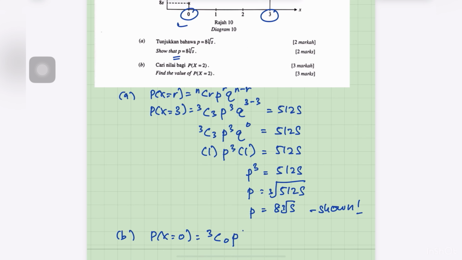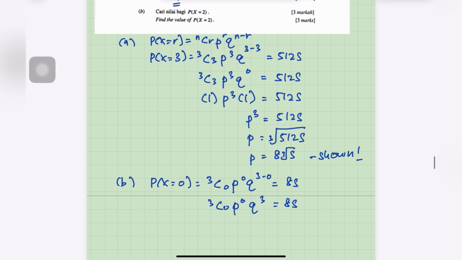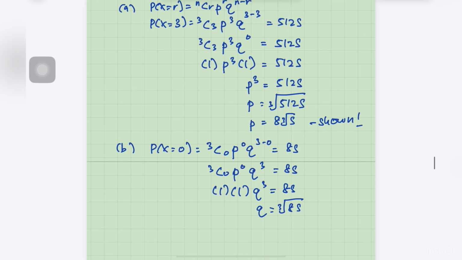3C0, P power of 0, Q power of 3 minus 0 equals 8S. So 3C0, P power of 0, Q power of 3 equals 8S. Ni kita dapatlah 1, Q cube equals 8S. So Q equals the cube root of 8S. Okay, so the cube root of 8 is 2. So Q equals 2 cube root S.